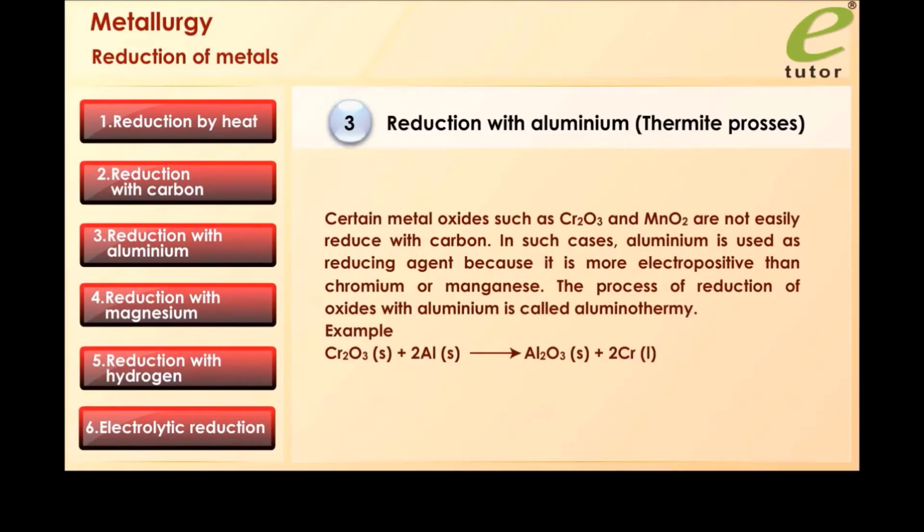Reduction with aluminium, thermite process. Certain metal oxides such as chromium oxide and manganese dioxide are not easily reduced with carbon. In such cases, aluminium is used as reducing agent because it is more electropositive than chromium or manganese. The process of reduction of oxides with aluminium is called aluminothermy. Example, Cr2O3, chromium oxide, plus 2Al, aluminium, gives Al2O3, aluminium oxide, plus 2Cr, chromium.